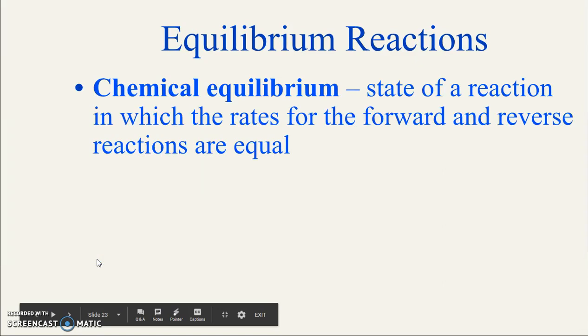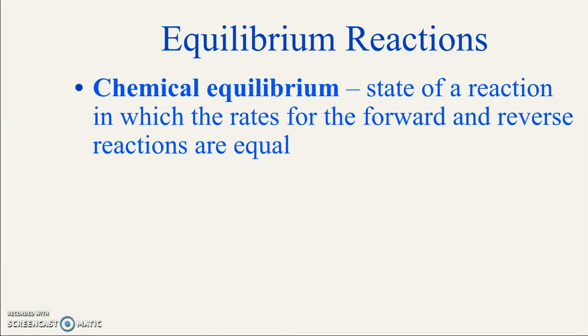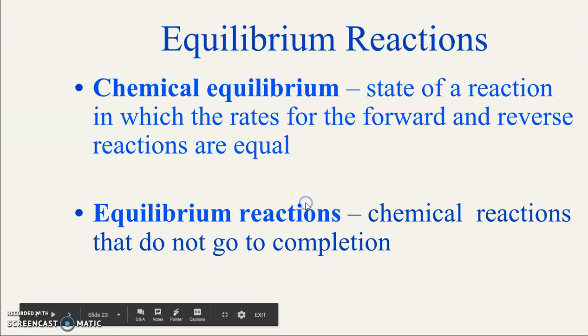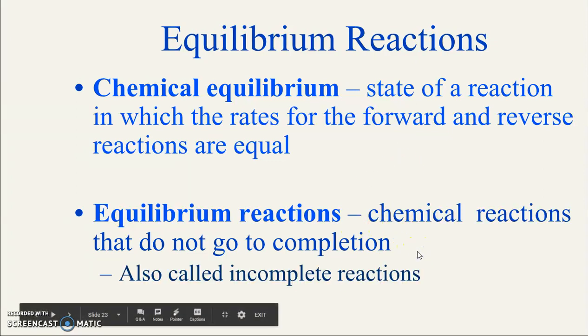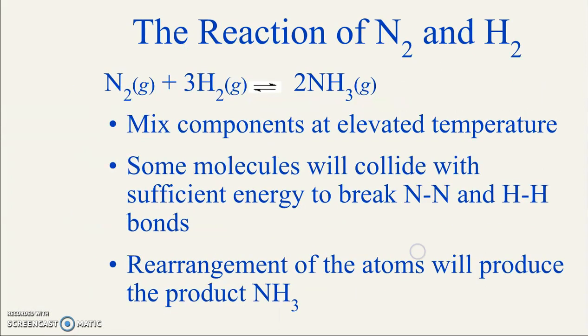So, equilibrium reactions. Chemical equilibrium is the state of a reaction in which the rates for the forward and the reverse reactions are equal. You don't start out in equilibrium. That takes time for them to develop this balance. And equilibrium reactions are just chemical reactions that do not go to completion. You don't end up with 100% products and 0 reactants left. You end up with some reactants left and some products, and every reaction is different. So they're also called incomplete reactions because you end up with some balance between the reactants and the products.